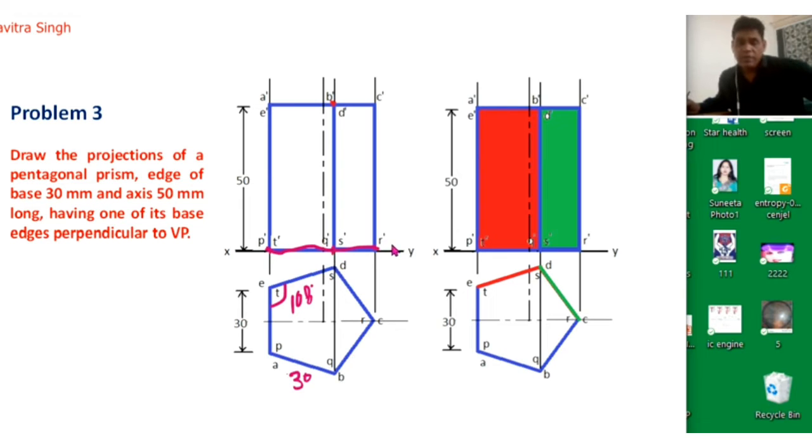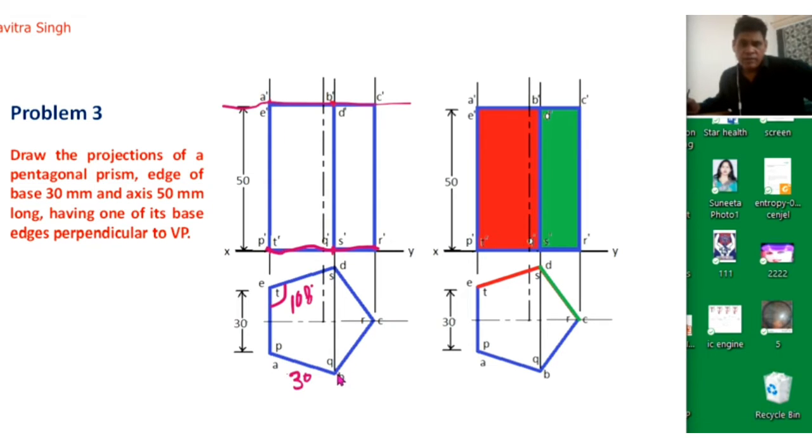Similarly, we will draw another line parallel to this xy line, maintaining the distance 50 mm, because height of this prism is 50 mm. So we have drawn this line, okay, above 50 mm from this bottom surface. So now we will project vertical line from point A. Okay, so we will measure this line 50 mm. So this will be A dash.